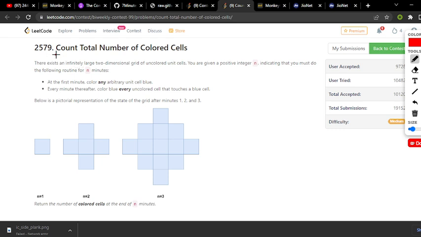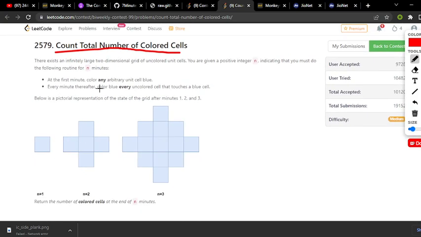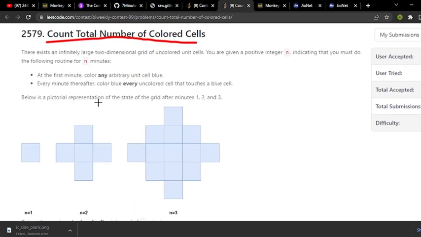Question number 2: Count total number of colored cells. In this question, we are given an integer n, and for every integer we have to return a count of the number of squares. And how will we find the number of squares, according to the question?